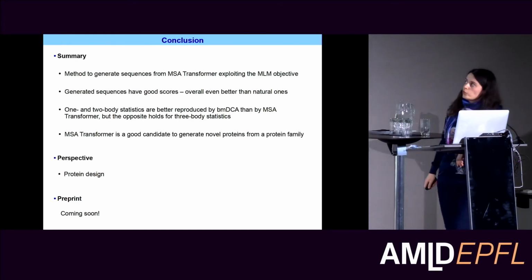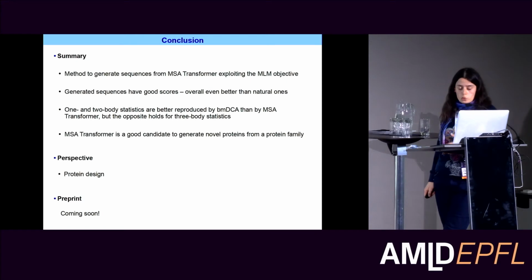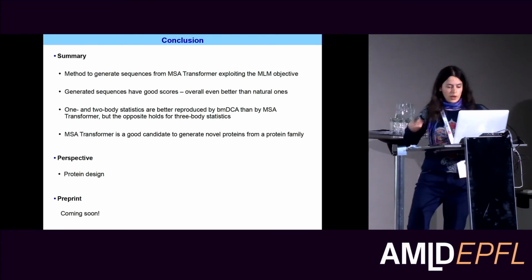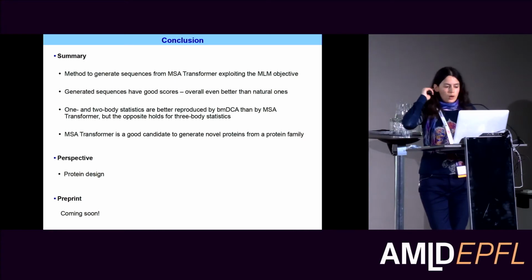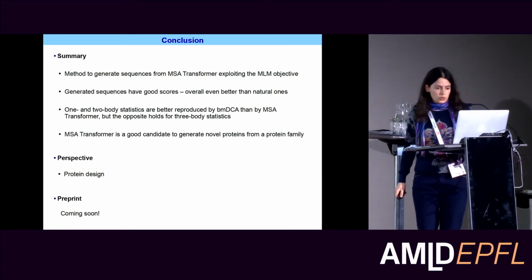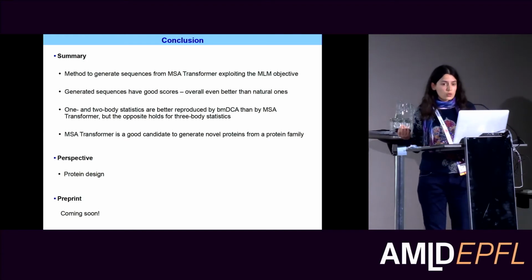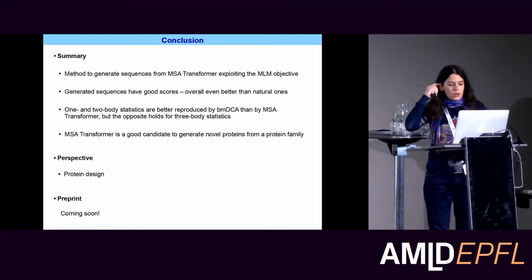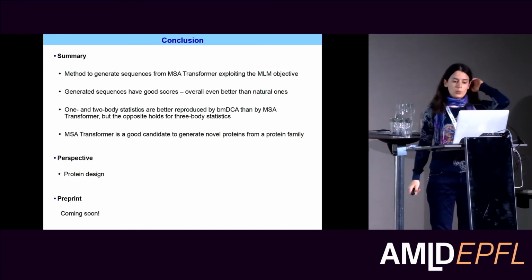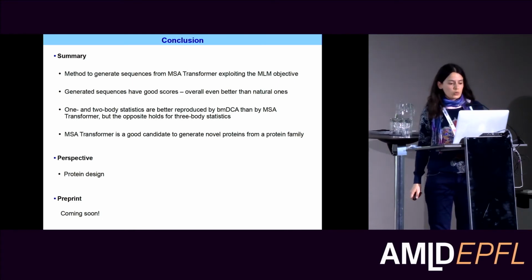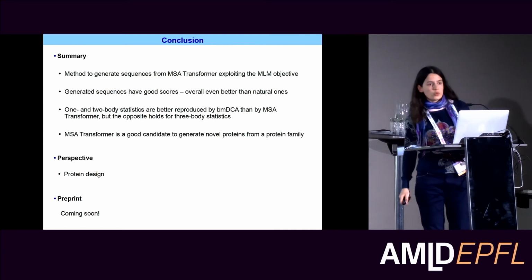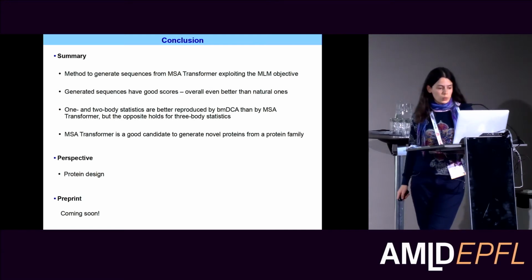So let me conclude on this part. We have proposed a method to generate sequences using MSA Transformer, which directly exploits the masked language modeling objective by iterating over it. And the generated sequences have good scores, which are, perhaps surprisingly, even better than the natural ones on average. Then we observe that the one- and two-body statistics are better reproduced by the POTS model BMDCI than by MSA Transformer. But the opposite holds for the higher order statistics, such as the three-body ones.